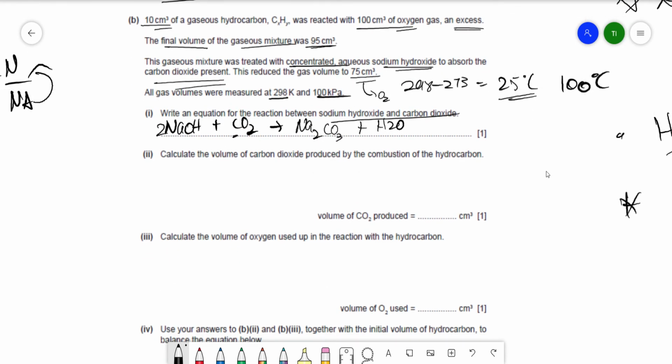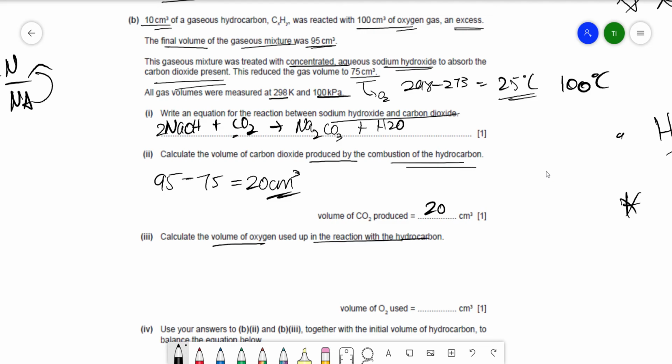So calculate the volume of carbon dioxide produced by the complete combustion of the hydrocarbon. So the volume of carbon dioxide, well, that is whatever was initially present, so 95, subtracted with the volume of carbon dioxide that is absorbed by the sodium hydroxide, so that is 75. So 95 minus 75 would be 20 centimeter cube. So 20 centimeter cube of carbon dioxide was produced.